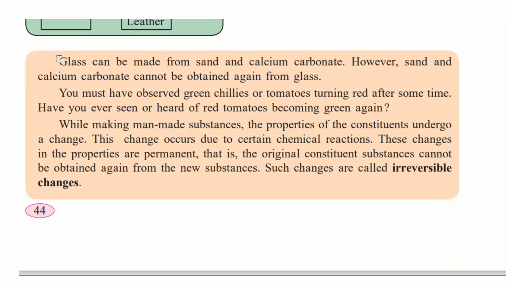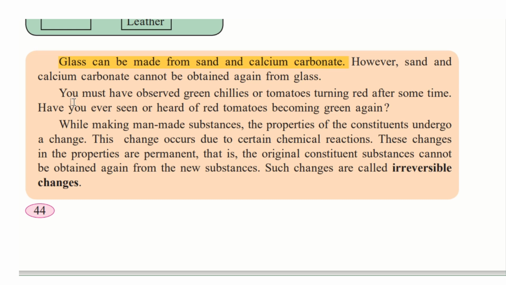Now let's read this. Glass can be made from sand and calcium carbonate. So to make glass that we use for various purposes, our mirror glass or other glasses that we use, is made from what? It is made from sand and calcium carbonate combined together in the factories. However, sand and calcium carbonate cannot be obtained again from glass, isn't it? Can we break the glass and separate the sand and calcium carbonate again?